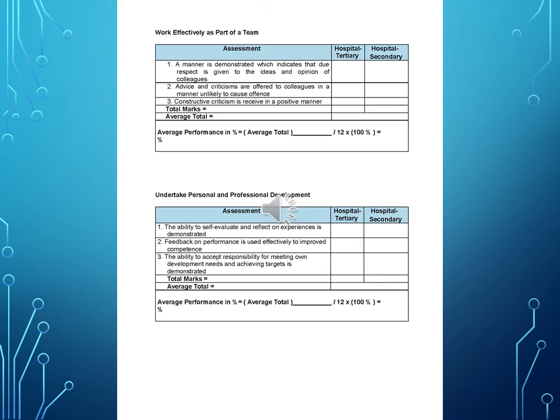Undertake personal and professional development. Assessment: hospital tertiary, hospital secondary. 1. The ability to self-evaluate and reflect on experiences is demonstrated. 2. Feedback on performance is used effectively to improve competence. 3. The ability to accept responsibility for meeting own development needs and achieving targets is demonstrated. Total marks equals. Average total equals. Average performance in percent equals. Average total over 12 x 100% equals.